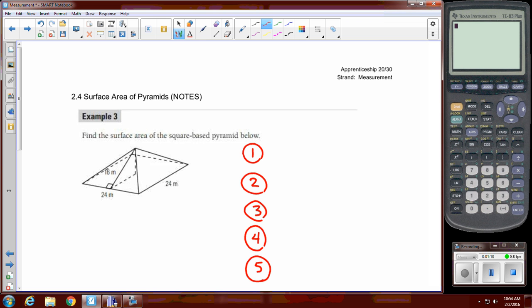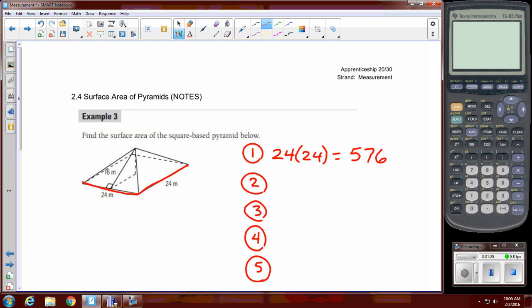We might as well start with the bottom. It says it's a square, so the bottom is 24 by 24. So if we take length times width to find the area of the bottom of this, that's 576, and in our case, square meters. We'll worry about the units at the end of the lesson.